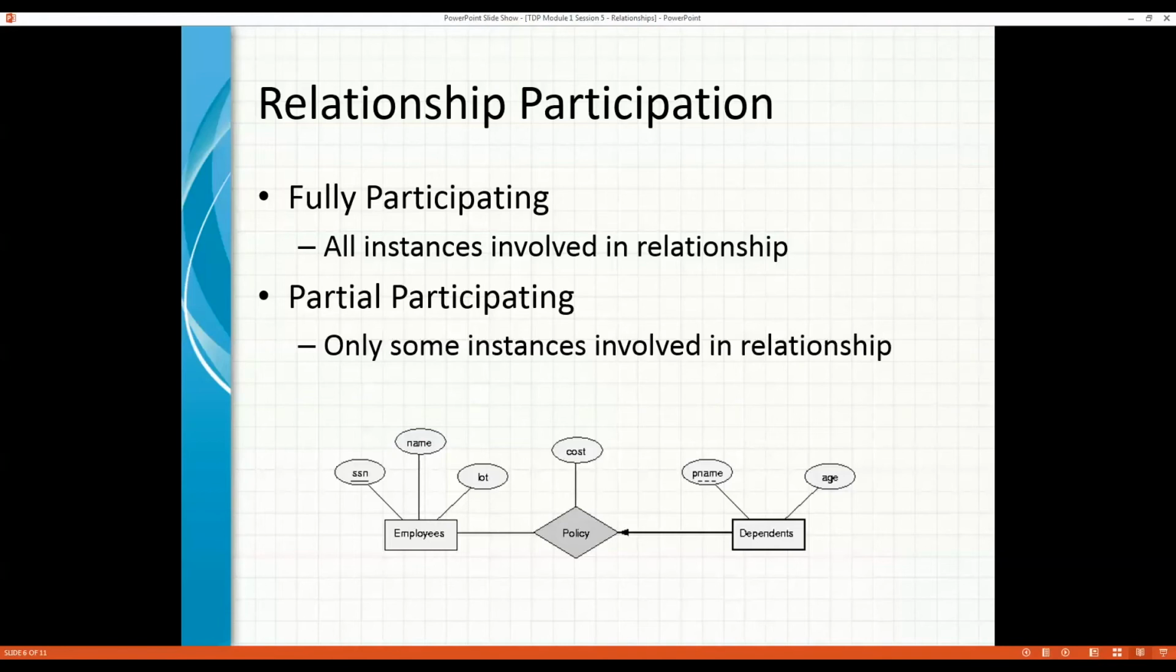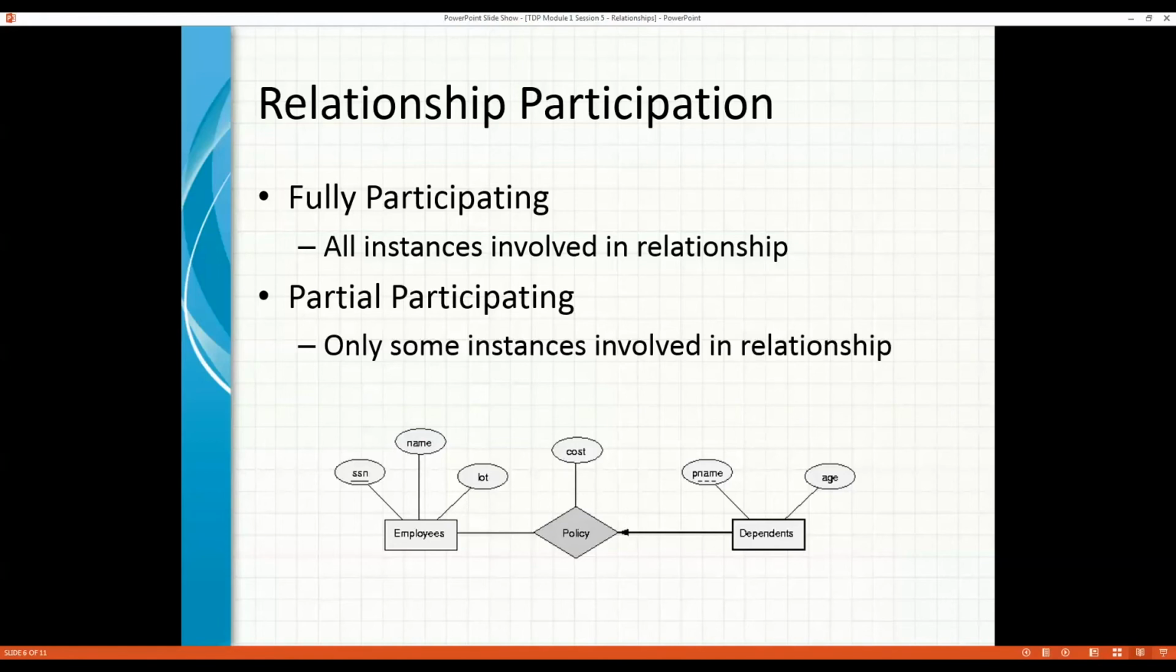However, for every parking spot that is assigned, that means there must be an employee who needs that, right? So then that side would be considered fully participating. In the example on the bottom, we have employees with their dependents. Now, there's a good chance that every employee has a policy as far as insurance goes, whether it's healthcare or life insurance or whatever. And then we have dependents because that policy must be paid out.